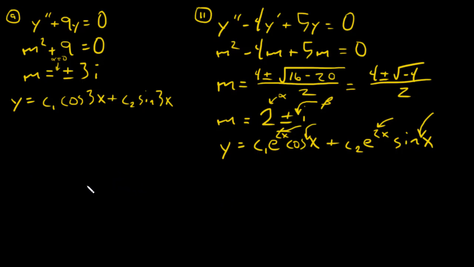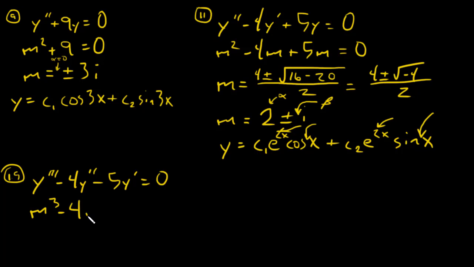So let's see, number 15 is next. For 15 we have y triple prime minus 4y double prime minus 5y prime equals 0. Okay, I got excited. It's not actually all that interesting. So this is m cubed minus 4m squared minus 5m equals 0.